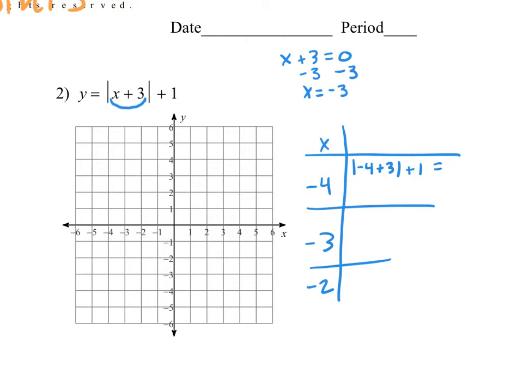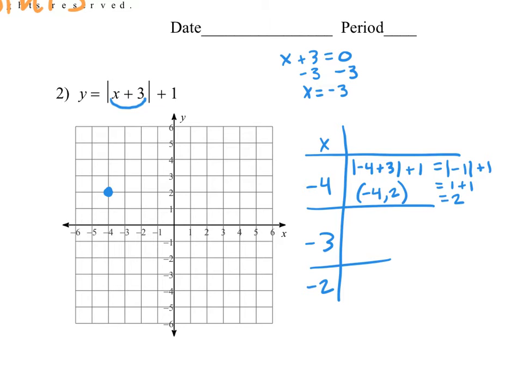What is negative 4 plus 3? Negative 1. And what's the absolute value of negative 1? 1. So this is 1 plus 1. So then what's our point here? Negative 4, 1. Because we plugged in negative 4 and got 1. Oh, we got 2 because it was 1 plus 1. My bad. So this is 2. So negative 4, 2. So we're going to go to the left 4 and up 2.